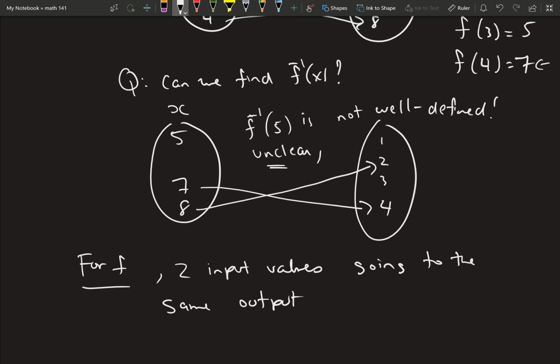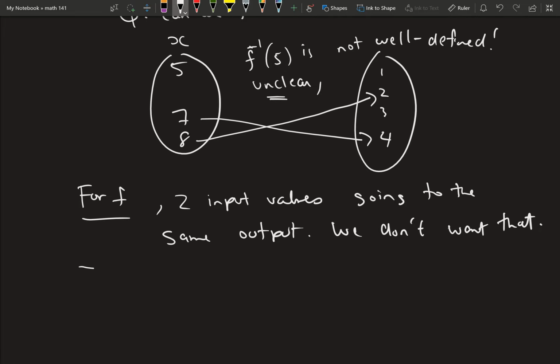And that's what we don't want. We don't want that. If we want to find an inverse function, we can't have that happen. So that motivates the following definition.